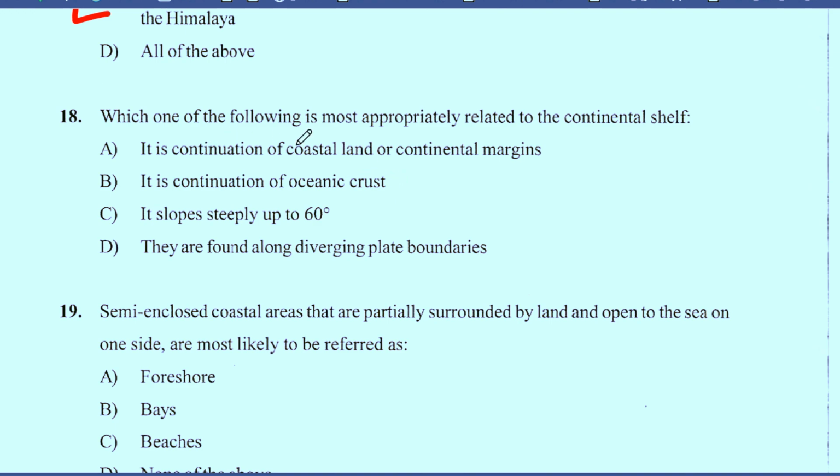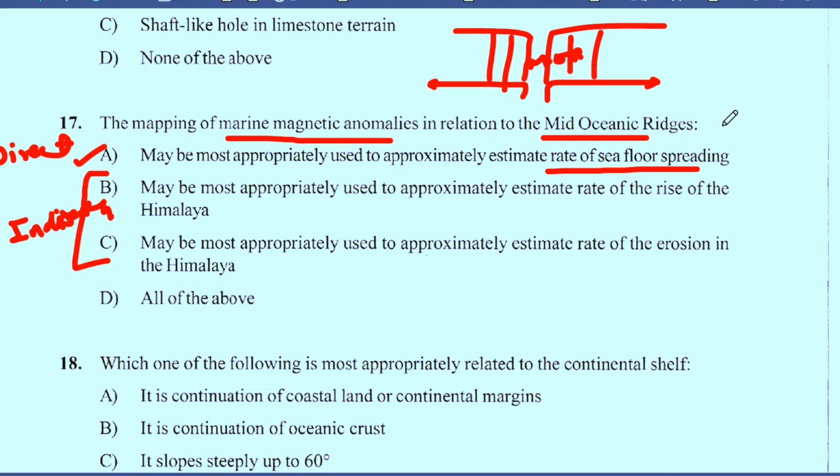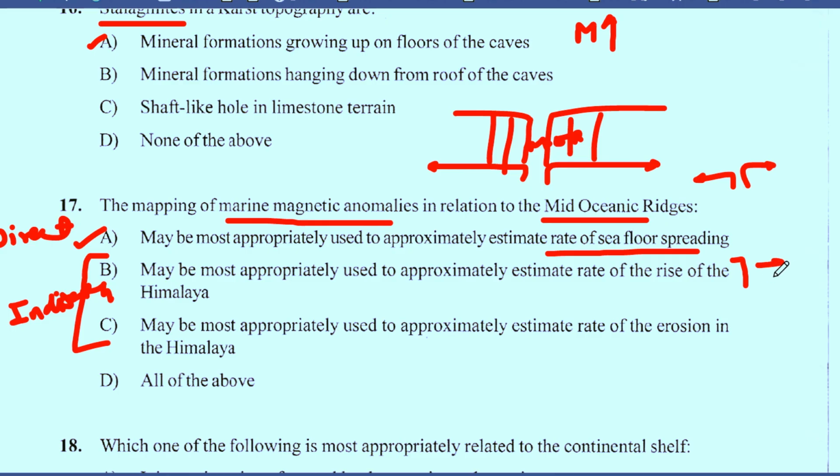Next question is which one of the following is most appropriately. And one more thing is that the mid-oceanic ridge is, and these two are related with mountain rising, and these are convergent plate boundaries. So the person who built this question made it with respect to this, but its effect is on this also.